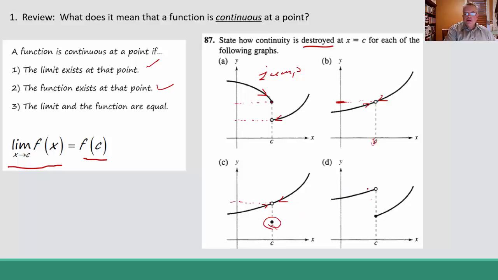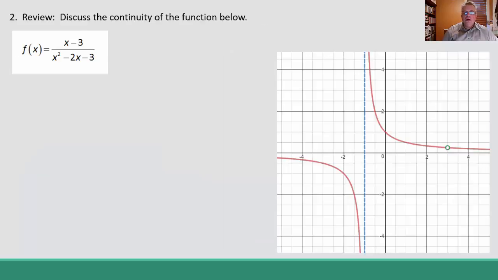All right, this one I'll just discuss quickly. The limit doesn't exist here. From the left, it approaches this value of y. From the right, it approaches that value. The limit doesn't exist. The function exists, but that doesn't matter. The limit doesn't exist, so it's not continuous there. We did this kind of problem before, so I'm just doing this as review.